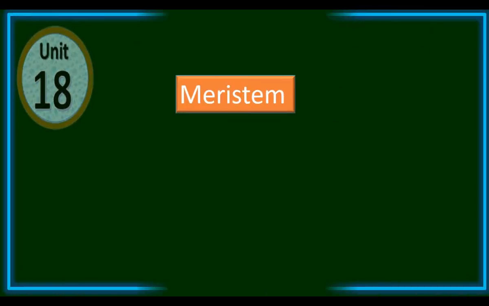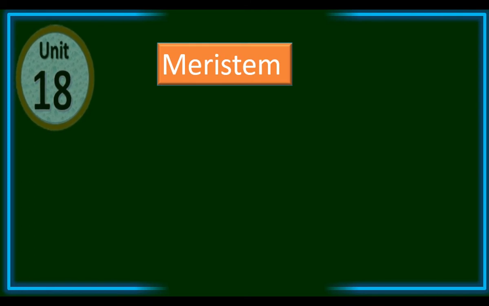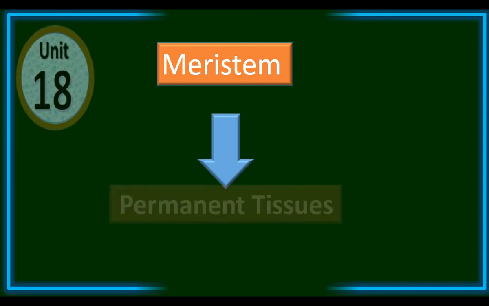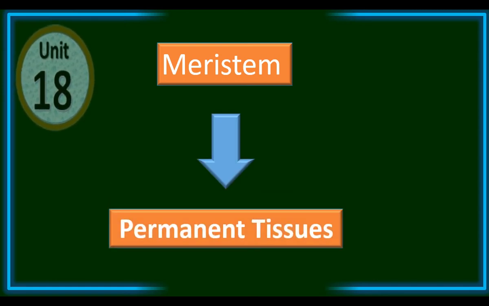Welcome to biology class. In the previous video, we learnt the meristematic tissues. Meristematic tissue is made up of young cells. The young cells divide continuously. Some of the cells of the meristematic tissue change their structure and function to form permanent tissues. Permanent tissues form from meristematic tissue. In this video, we start the topic permanent tissues.